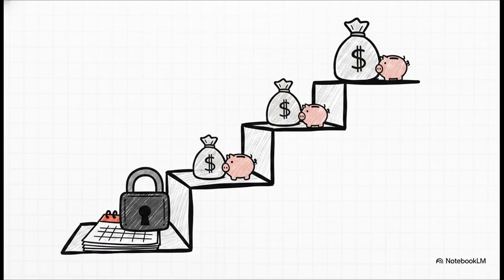Take Thaler and Banerjee's Save More Tomorrow, or SMART program. It literally uses our biases against themselves. Instead of asking you to save more today, which, let's face it, hurts, it asks you to pre-commit to saving more in the future, completely bypassing your present bias.